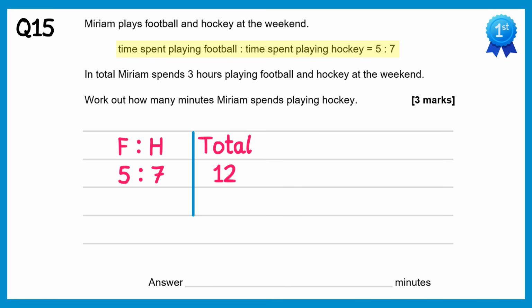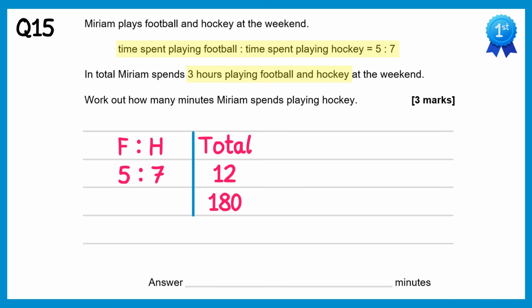Now, we're told in the question that Miriam's going to spend 3 hours playing football. But if you notice, the answer to the question needs to be in minutes. So let's convert those hours into minutes. Each hour is 60 minutes, so we just need to do 3 times 60, which is 180. So she plays sport in total for 180 minutes. So let's place the 180 underneath the total column, since it's the total amount of time she plays sport.